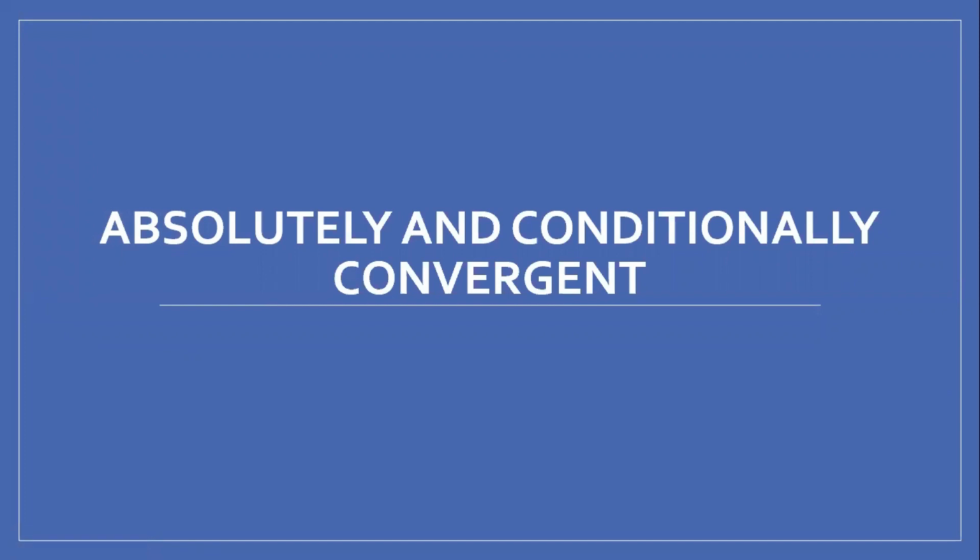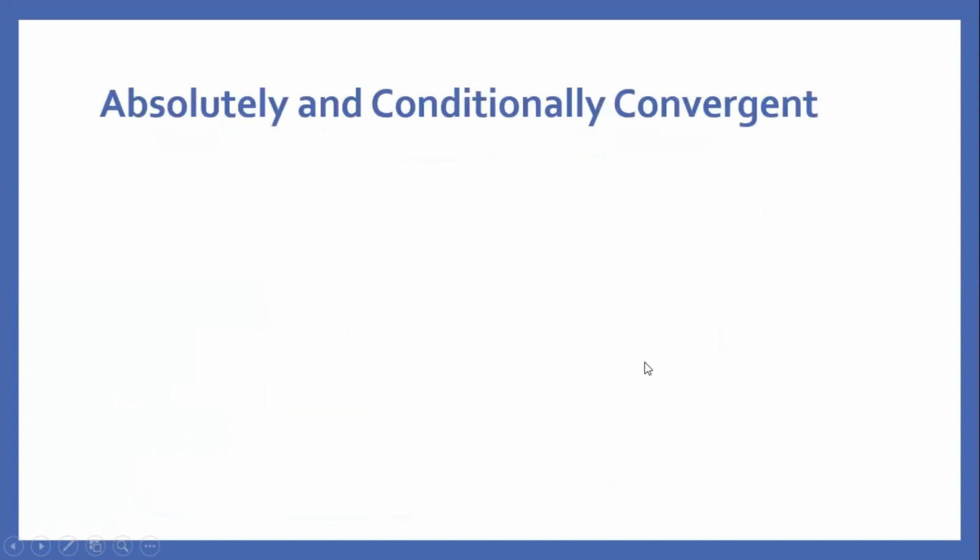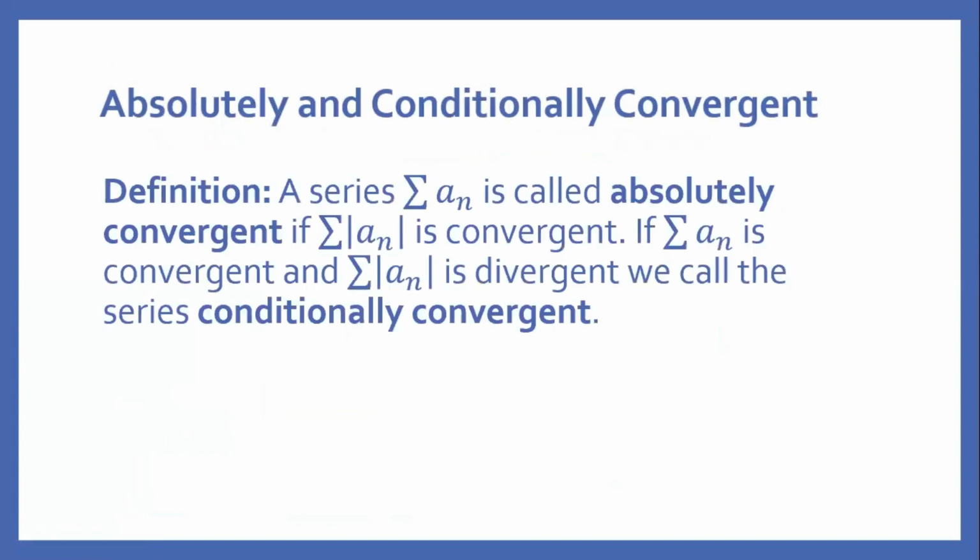Dako naman tayo sa absolutely and conditionally convergent. So ano ba yung sinasabi niya rito? A series summation of a sub n is called absolutely convergent if the summation of absolute a sub n is convergent. If the summation of a sub n is convergent, and the summation of absolute a sub n is divergent, we call the series conditionally convergent. Sinasabi lang dito na kapag ang summation of a sub n is absolutely convergent, yung summation of a sub n natin at saka yung summation of absolute of a sub n natin ay parehong convergent. Pero kapag yung summation of a sub n natin is convergent, pero yung summation of absolute of a sub n is divergent, ang tawag sa kanya is conditionally convergent.